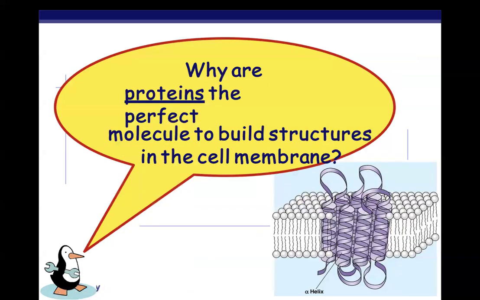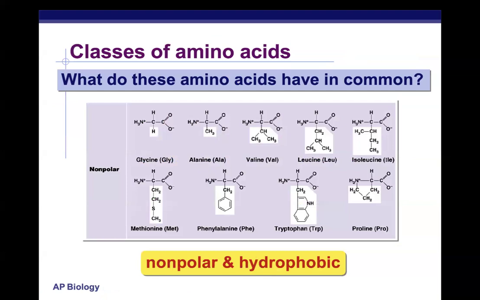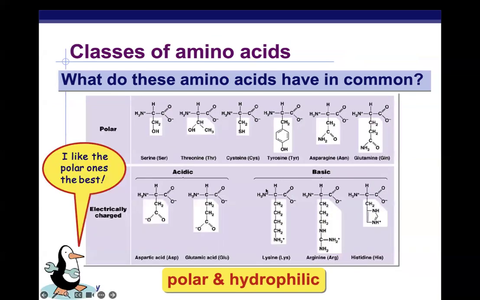Now, you might be asking, why are proteins the perfect molecule to build structure in the cell membrane? Why use proteins as channels instead of other molecules? And the answer is, remember how proteins are made up of amino acids that have different properties. Like some, like this, are non-polar amino acids that are hydrophobic, and others are polar amino acids that are hydrophilic. That difference in amino acid property makes proteins the perfect substance to act as channels and integrals in the membrane.